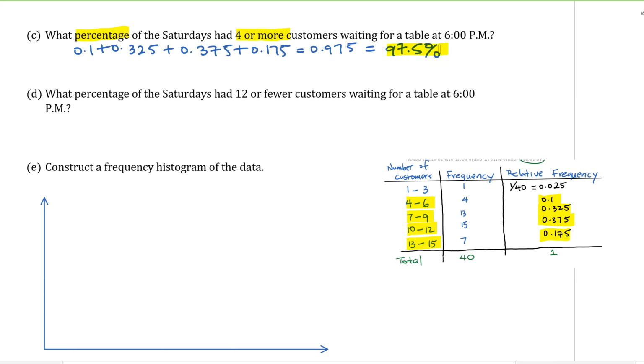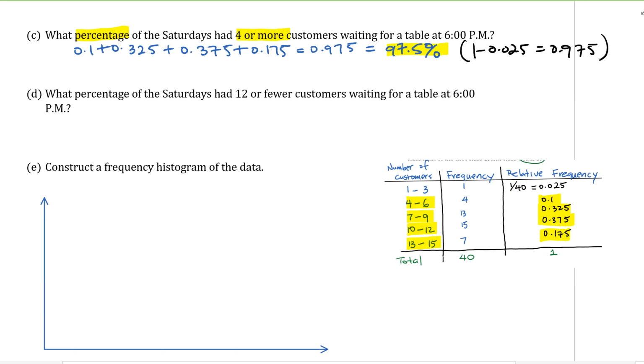Okay. Now, another way to get the same answer is to use the complement. Notice that 4 or more is the last 4 classes. The only thing that I'm not counting is the first class. So therefore, instead of adding the last 4 classes, I can also use 1 minus the first class, which is 0.025. That also gives me 0.975. And in chapter 5, we're going to talk more about complements.